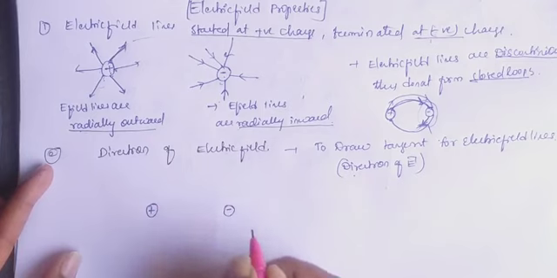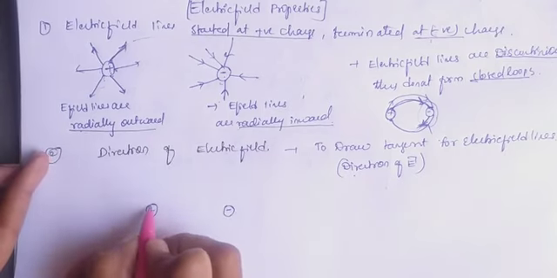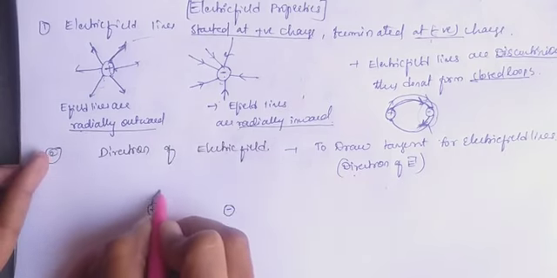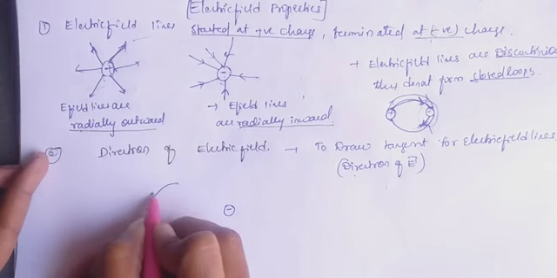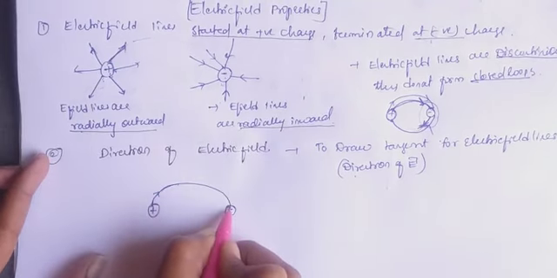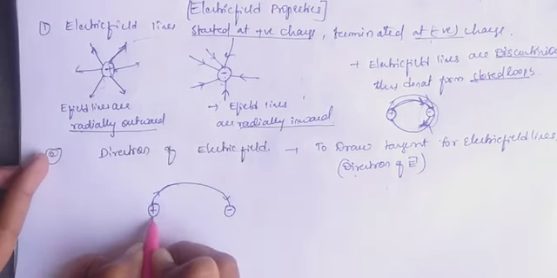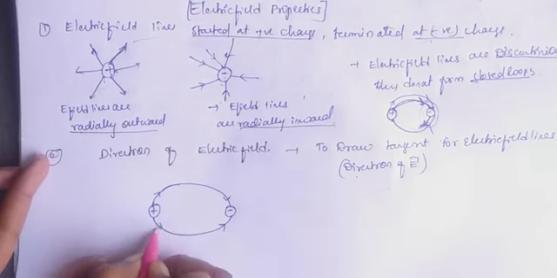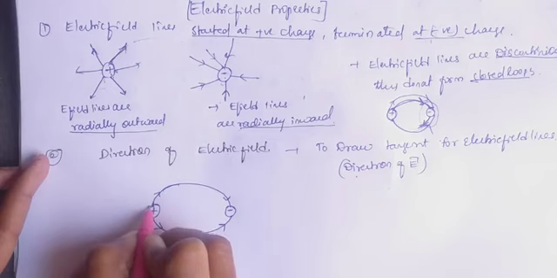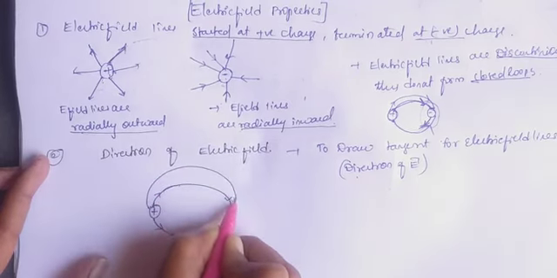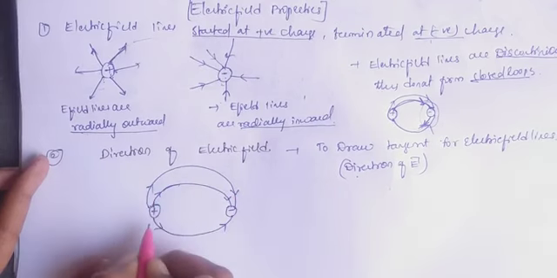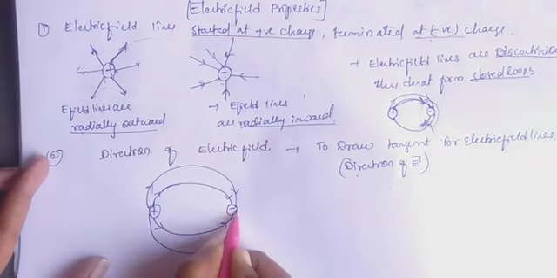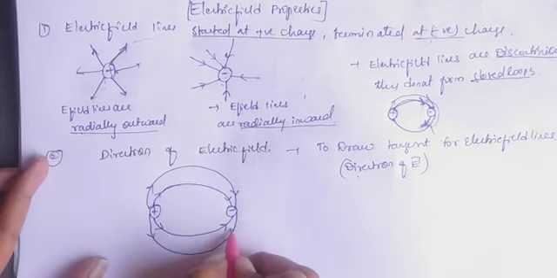we have the negative charge. Now the direction is from positive to negative. The line starts here, positive to negative, and terminates here. Again it starts here and terminates here. So this is inward, this is outward. Here also this is inward and this is outward. This is outward and this is inward.